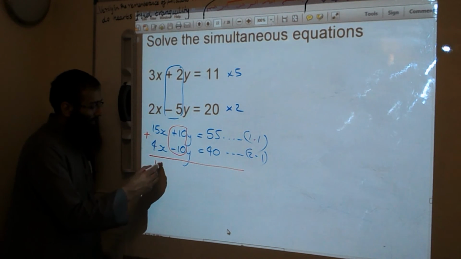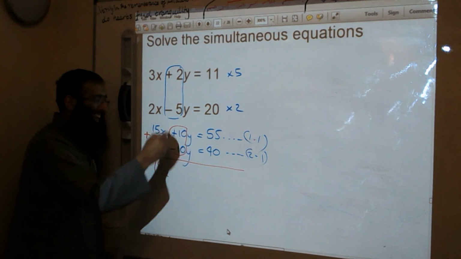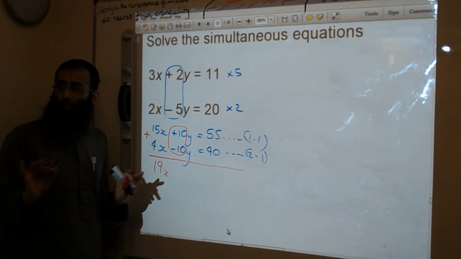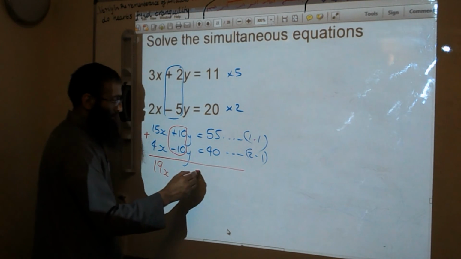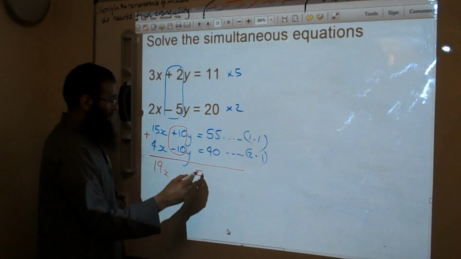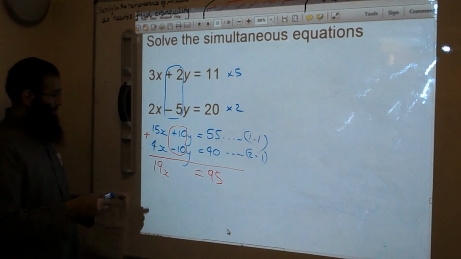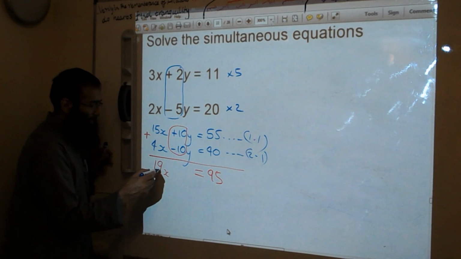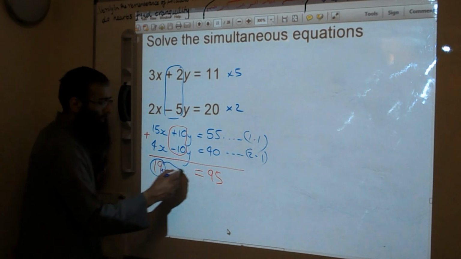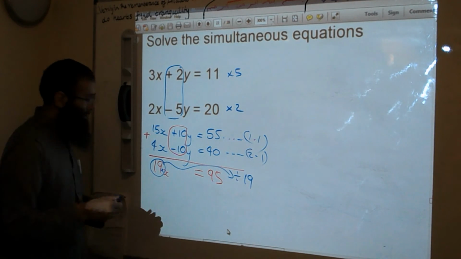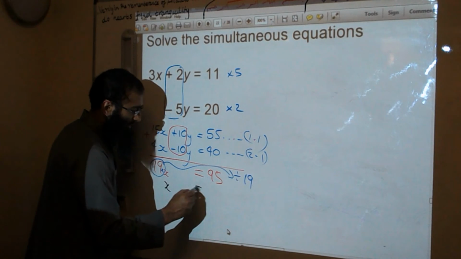If you add opposite things together, it gives you nothing. 15x add 4x will give us 19x. 10y add minus 10y gives you fresh air. Nothing. 0. 55 add 40 will give us 95. So now we've got to work out the value of x. x has been timesed by 19, so the opposite of times by 19 is divide by 19. So x gives us a value of 5.